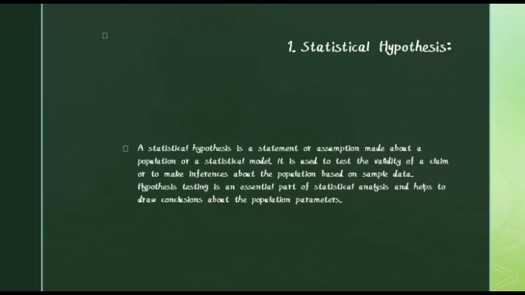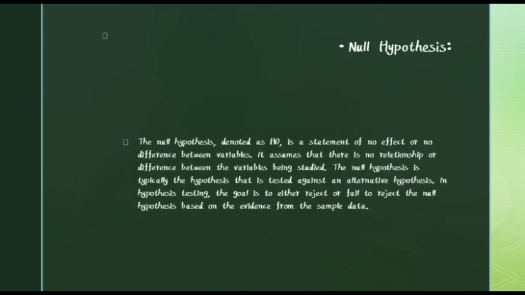First, statistical hypothesis. A statistical hypothesis is a statement or assumption made about a population or a statistical model. It is used to test the validity of a claim or to make inferences about the population based on the sample data. Hypothesis testing is an essential part of statistical analysis and helps to draw conclusions about the population. So, ani siya duha ka hypothesis, ang statistical hypothesis, which is the null hypothesis and alternative hypothesis. Now, first, we'll tackle the null hypothesis.